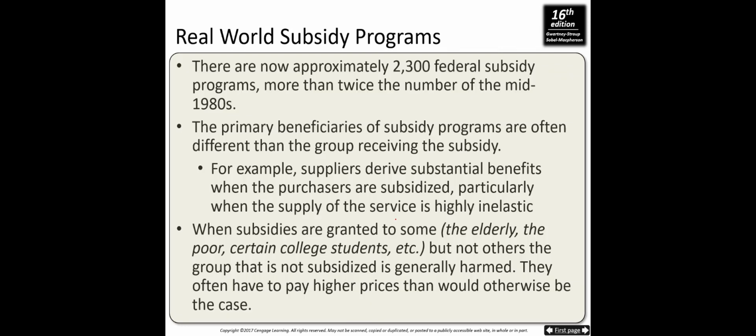There are lots of examples of real-world subsidy programs. There are now approximately 2,300 federal subsidy programs, more than twice the number of the mid-1980s. The primary beneficiaries of subsidy programs are often different from the group receiving the subsidy. For example, suppliers derive substantial benefits when purchases are subsidized, particularly when the supply of the service is highly inelastic. When subsidies are granted to some, such as the elderly, the poor, or certain college students, but not others, the group that is not subsidized is generally harmed because of the higher prices in the market. They often have to pay higher prices than would otherwise be the case.